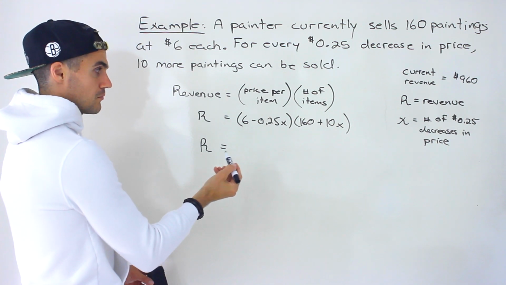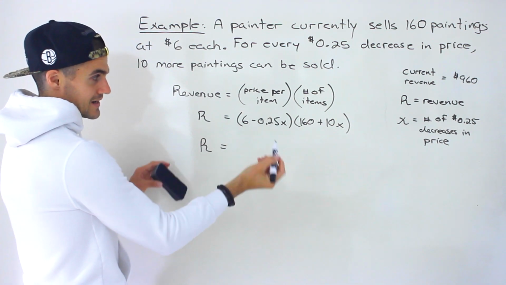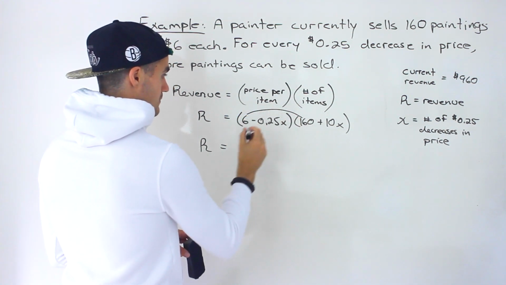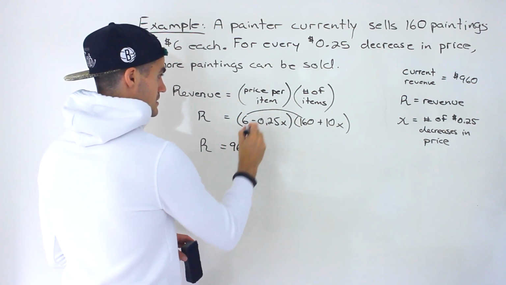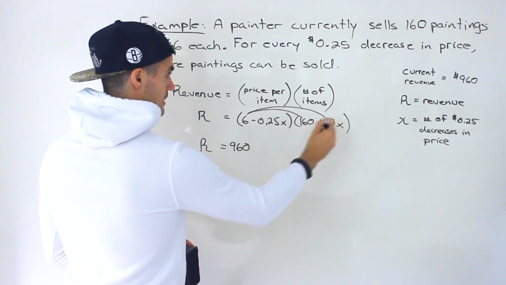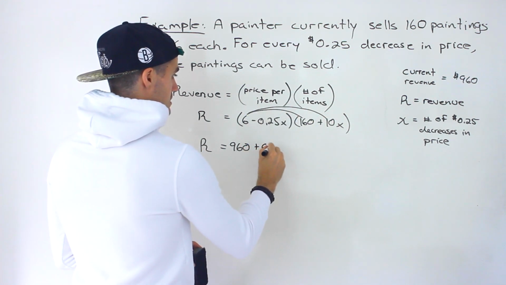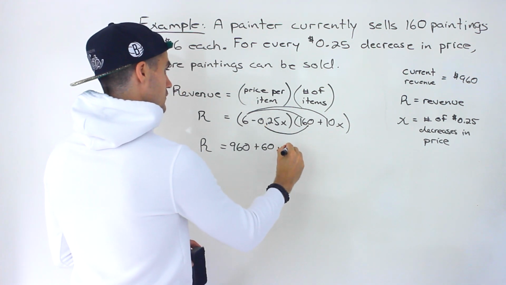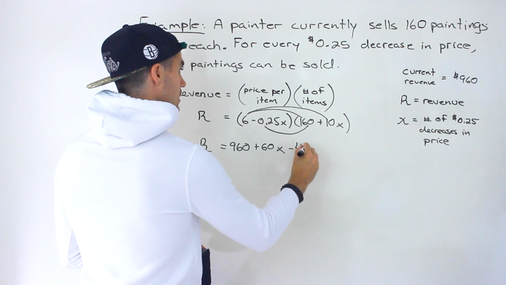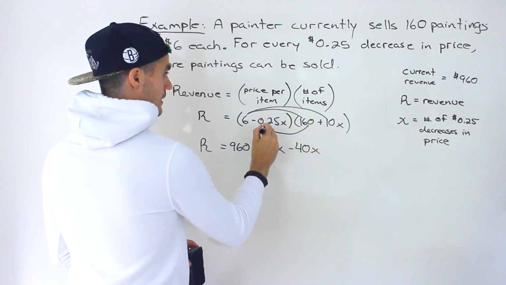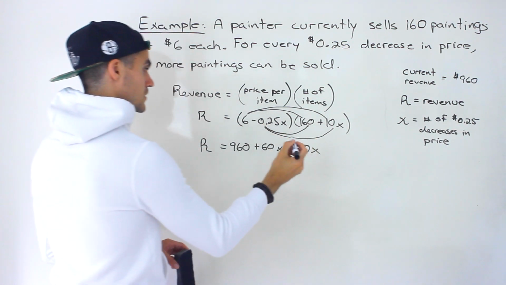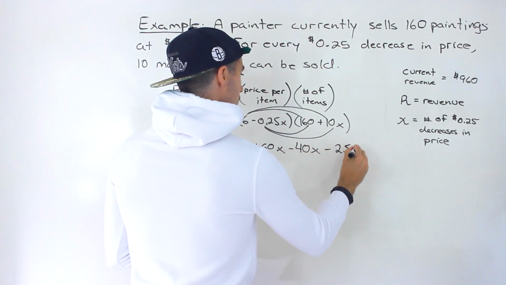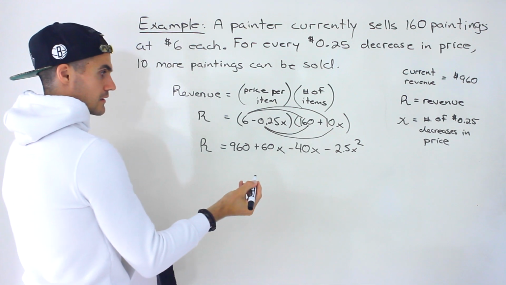Well, standard form, pretty simple. All we do is we expand everything. So we would just multiply everything out. So we'd have 6 times 160, which would give us 960. Then we'll have 6 times 10x, which would give us 60x. Negative 0.25x times 160 would give us negative 40x. And then negative 0.25x times 10x would give us negative 2.5x squared, like that.